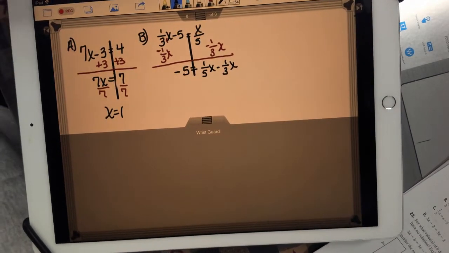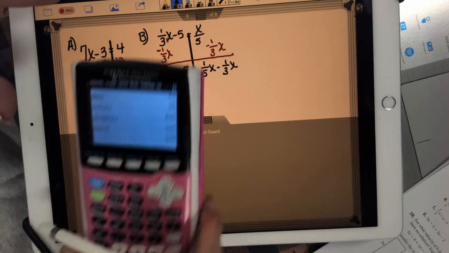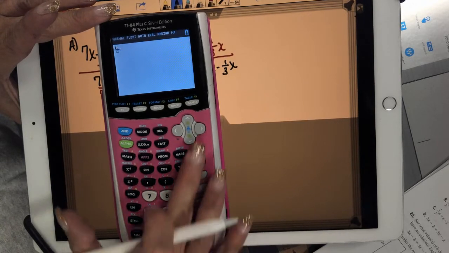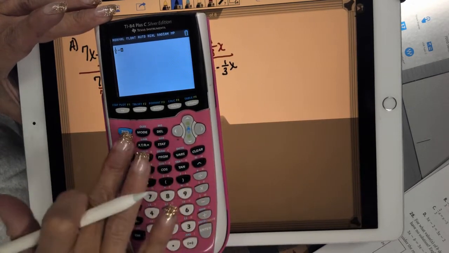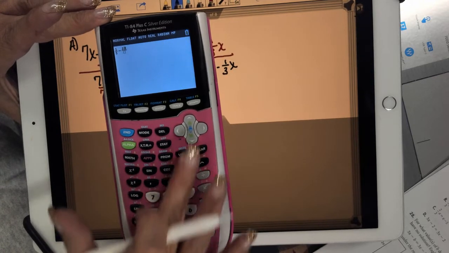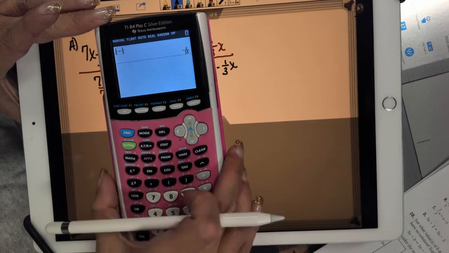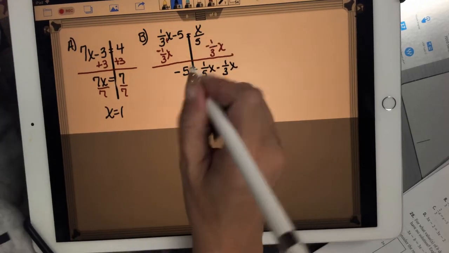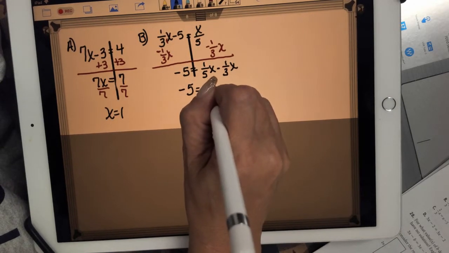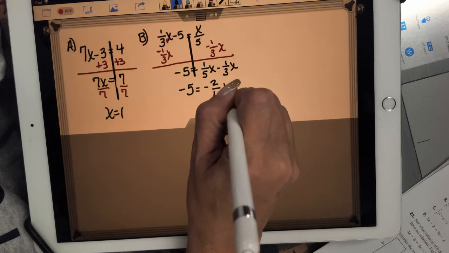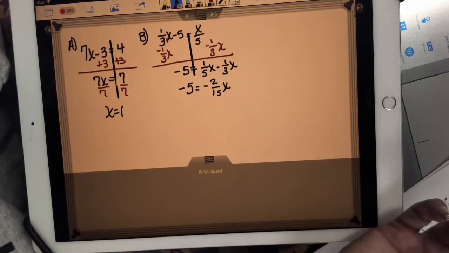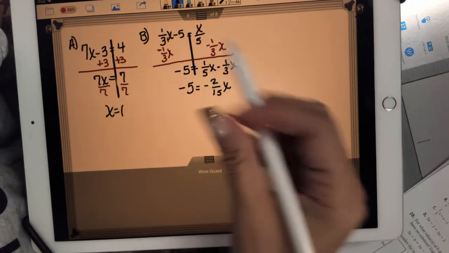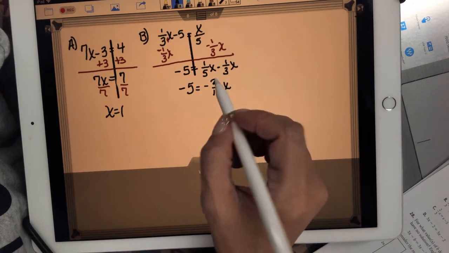Okay. Now we have a calculator. I'm going to grab mine, and it's going to do 1/5 minus 1/3. So I'm going to do 1 over 5 minus 1 over 3, and it's going to be negative 2/15. So negative 5 equals negative 2 over 15 x. Now I can already tell I'm going to get some kind of answer on this one. I could stop here because I know I'm looking for infinite solutions and this isn't going to be one, but I want to finish this so that you guys know how to work it.